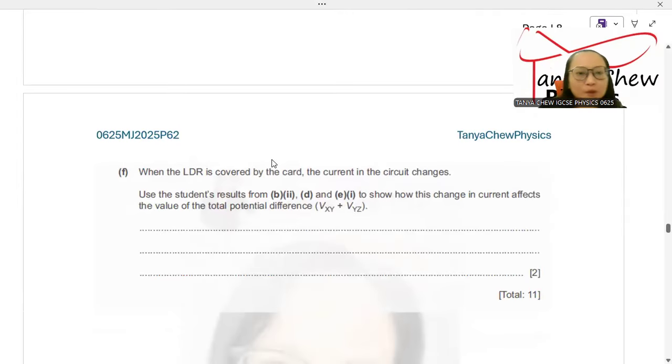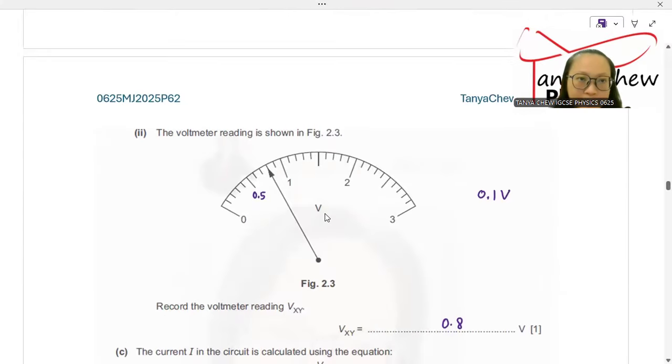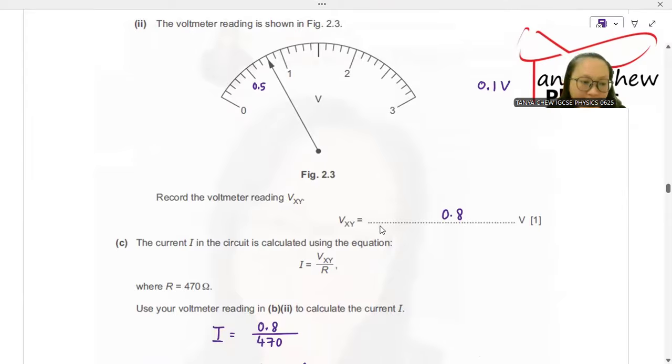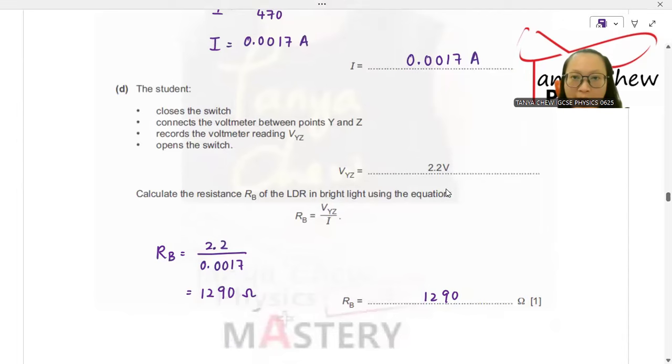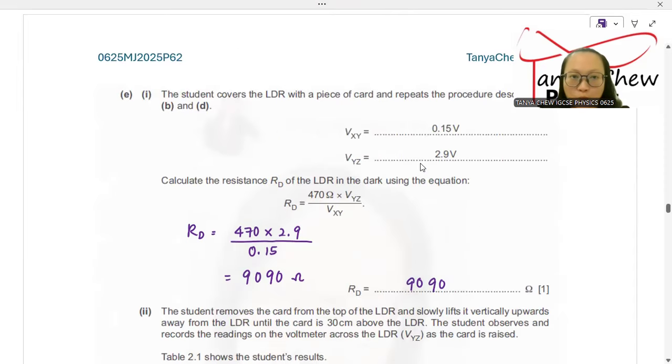Now, when the LDR is covered by the card, the current in the circuit changes. Use the student's result from B part 2, D, and E part 1 to show how this change in the current affects the value of the potential difference Vxy plus Vyz. I want you to see B part 2. Where is B part 2? You see Vxy is equal to 0.8. And then Vyz is equal to 2.2. And then E part 1, you could see that Vyz and Vxy are given both.